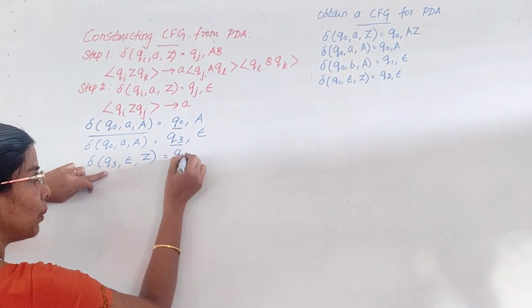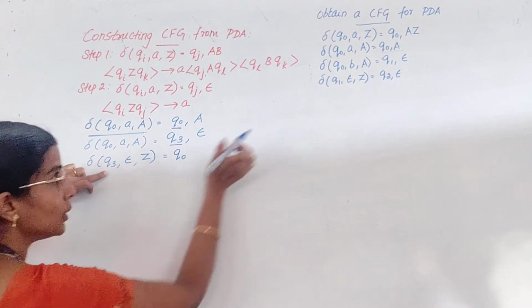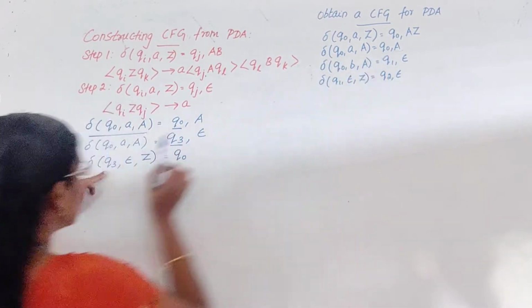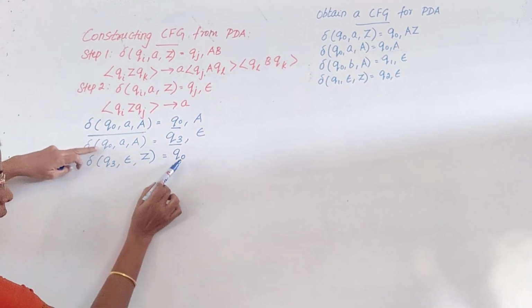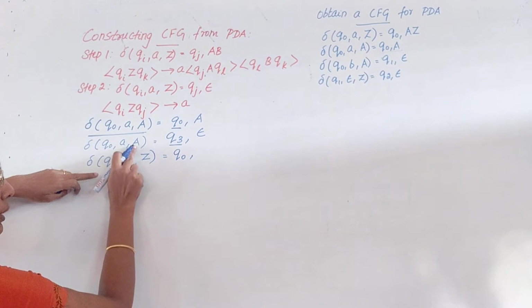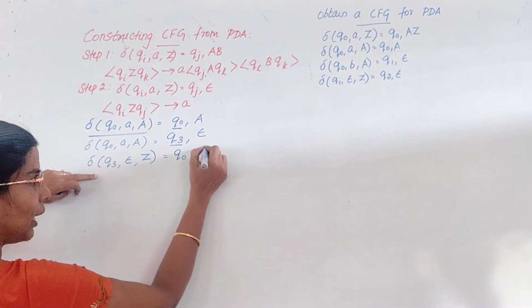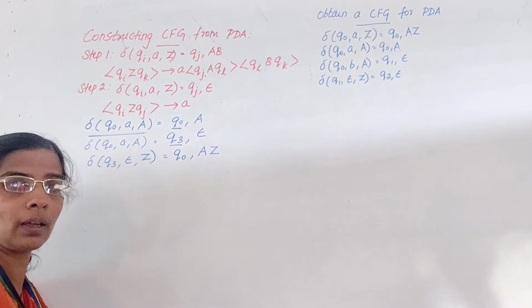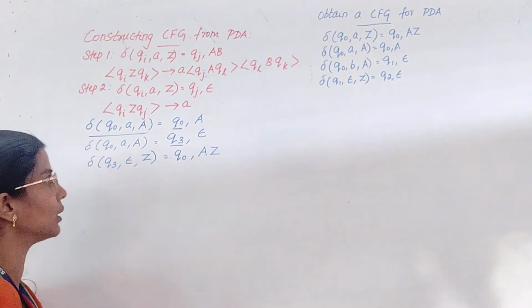I have to come back to Q0 because there is no state change. I started with Q0 and I have to end with Q0 only. Since I am pushing this A into my stack, again I will have this. Hope it is clear.